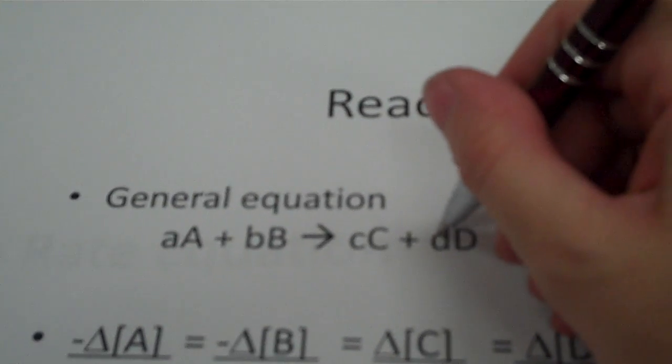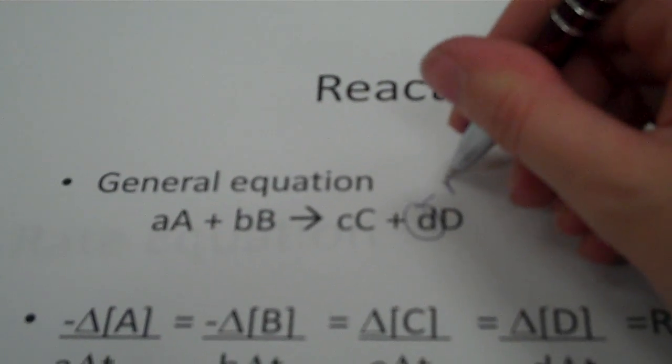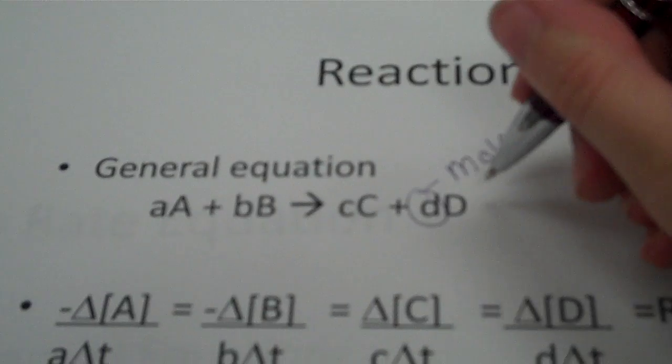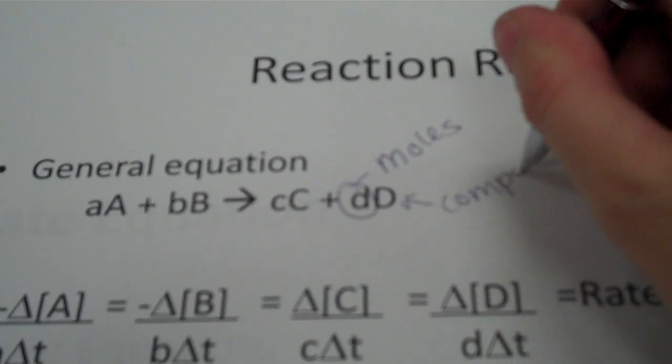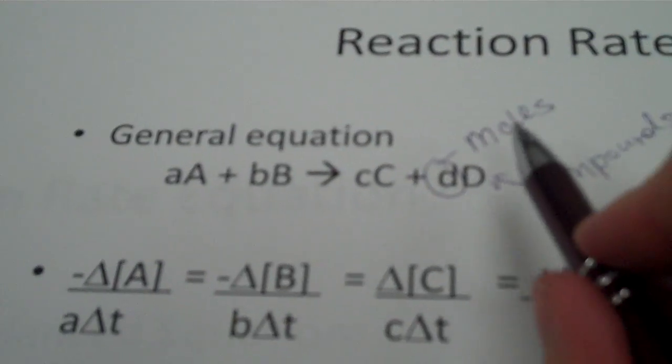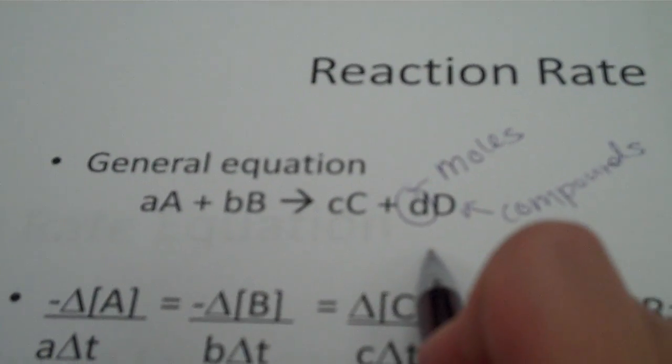These lowercase letters are going to equal our moles, and those are just the numbers that are in front. This right here is simply going to be our compounds. So we have seen this before, we have moles and compounds. This is just a general reaction.